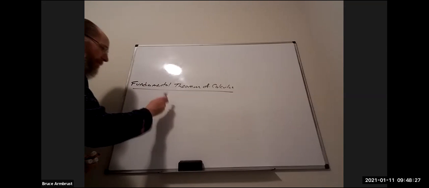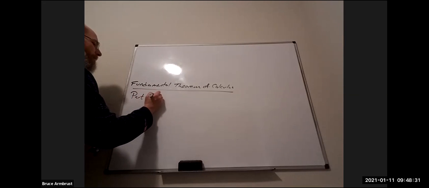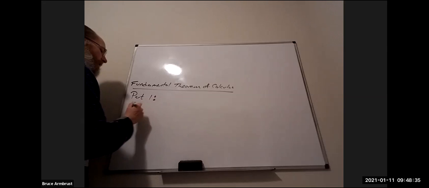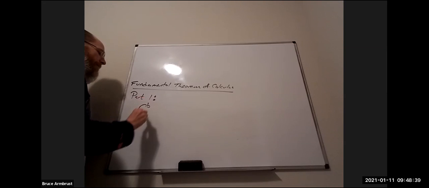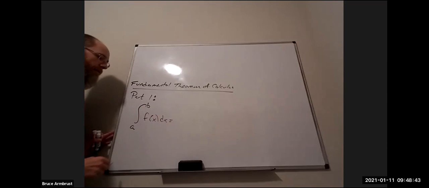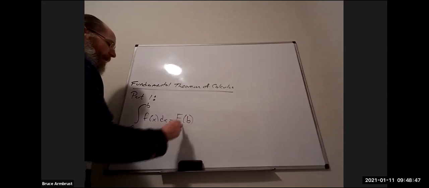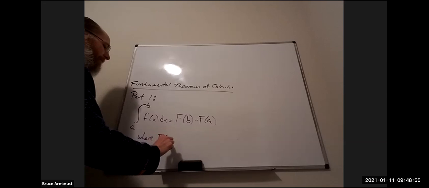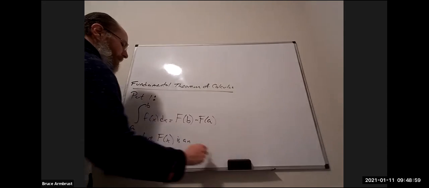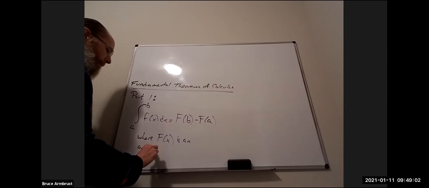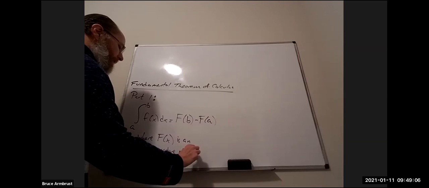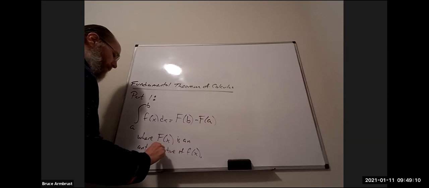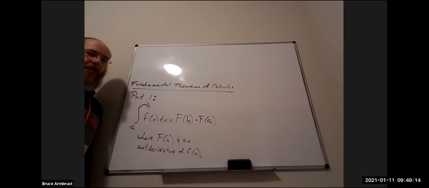All right, so here's what the first part says. We'll call this guy part 1. What it says is that if you integrate from a to b, f of x dx, you actually get big F of b minus big F of a, where big F of x is an antiderivative of little f of x. So hopefully you remember antiderivatives, which is differentiation going backwards. That's why we use the capital. Capital letters are generally used for antiderivatives.